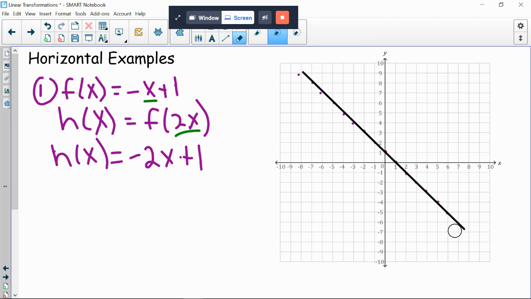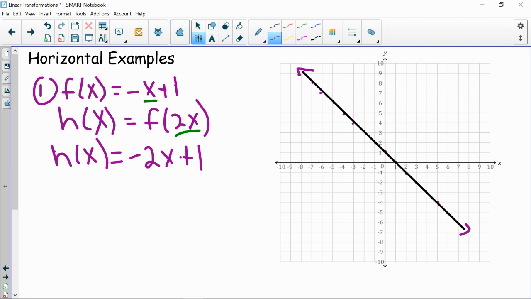Okay, messed up a point there. And then the other one is negative 2x plus 1. So same y-intercept as you would expect. But now we're going down 2 over 1, down 2 over 1, and up 2, left 1, up 2, left 1.